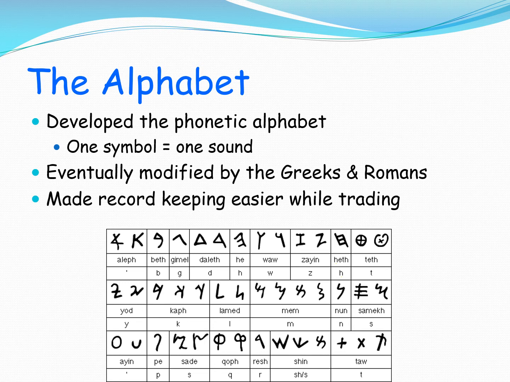It makes life a lot easier. We have 26 letters in our alphabet. When we want to make up a new word, we put those letters together to form the word. We don't have to create a new symbol every time we see something new.